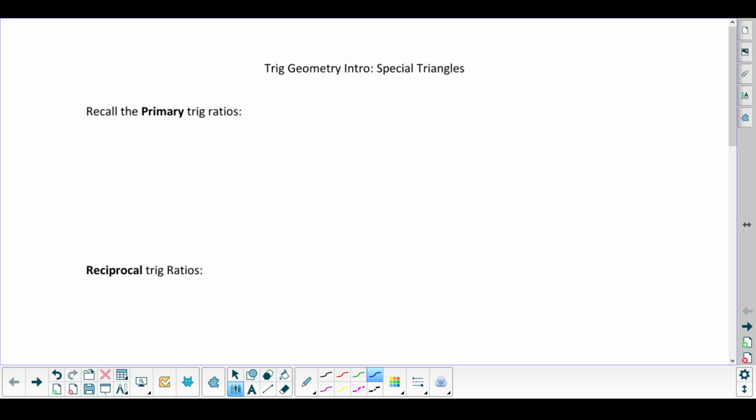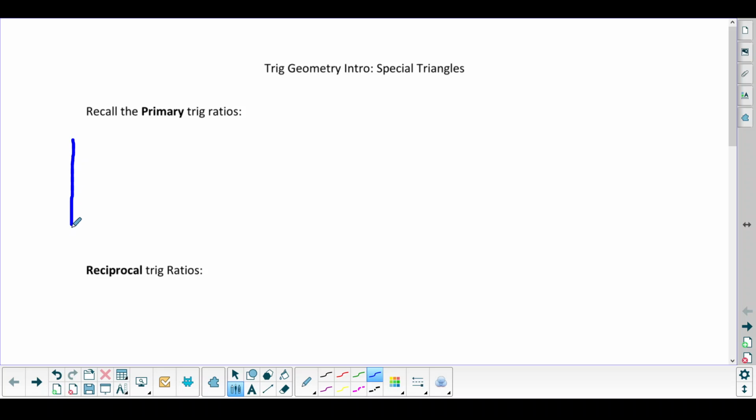Today we're going to start talking about geometry and trig geometry. So that has to do with angles and triangles. And today we're going to start talking about the special triangles. And there's two special triangles we'll talk about in a little bit. But first, we're going to kind of review a little bit of trig information from grade 10.